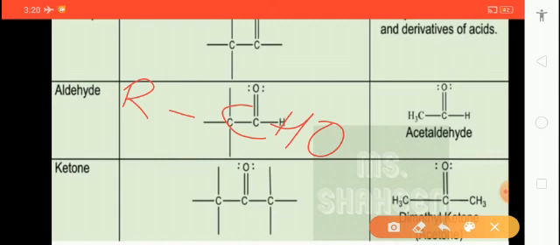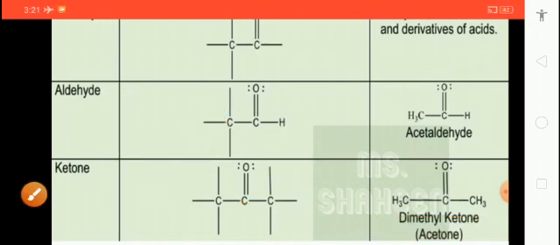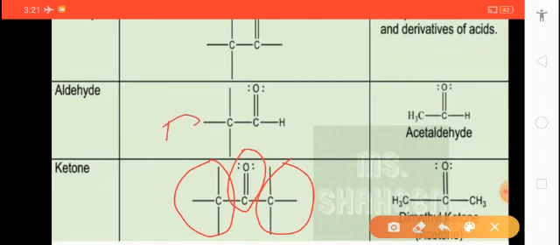Next one is the ketone. What would be the formula of ketone? When an alkyl group is attached with the CO and with another alkyl group, it is known as ketone. You can see students, here you have one R, here you have the second R, and in between you have the carbonyl group. As I told you, the formula will be R CO R. Okay students.